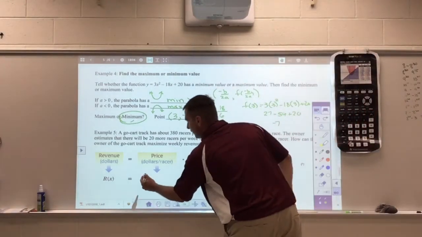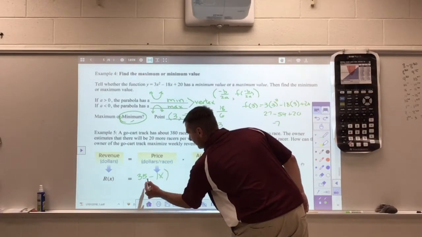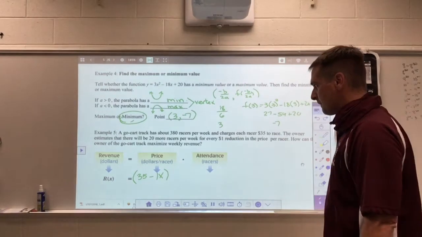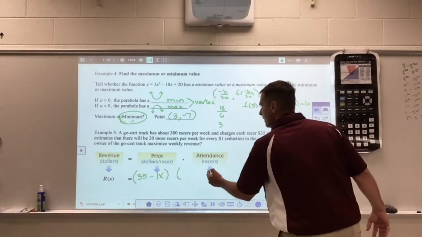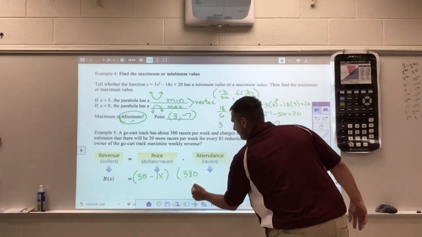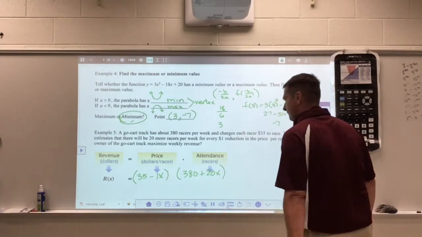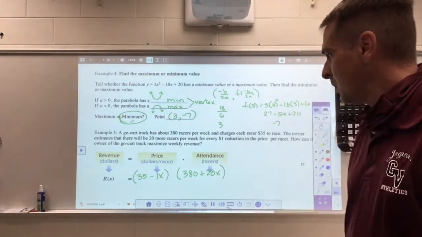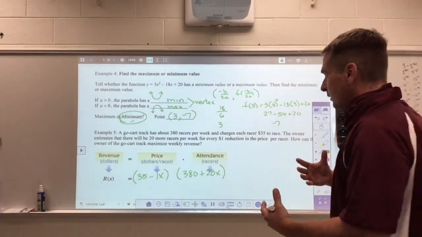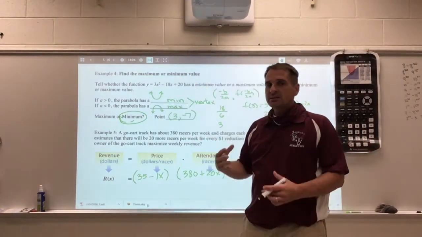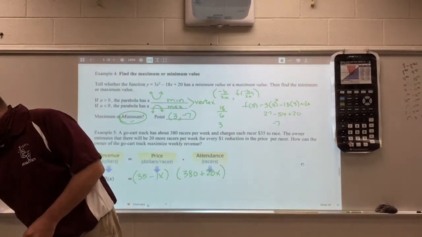So we're going to take our price of 35, and we're going to reduce it by a factor of x. And we're going to multiply that by the number of racers. If we know we have 380, and if we do this reduction, we're going to assume there's going to be 20 more per week. Now our function is set up. We could multiply this all together and get a standard form, but instead we are going to use our graphing calculator. So grab that if you have it, and I'm going to go through the steps with you.